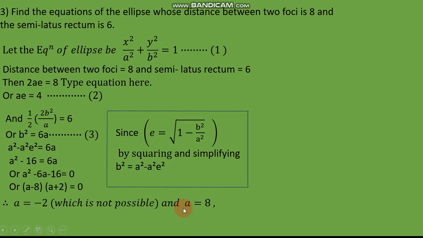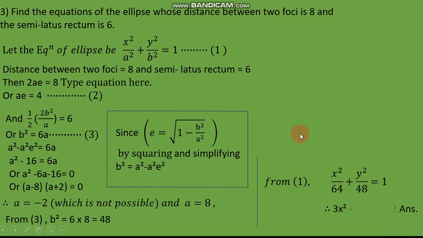Okay, now I obtain the value of a, that is 8, and putting this value in 3 we get the value of b. So look at here now, from 3 b square equal to 6 times 8, that is 48. So we have obtained both the values a and b. So putting those values in this first equation, we get the required result. So from 1, x square by 64 plus y square by 48 equal to 1. And on simplification you get 3x square minus 4y square equal to 192. You can try it yourself.